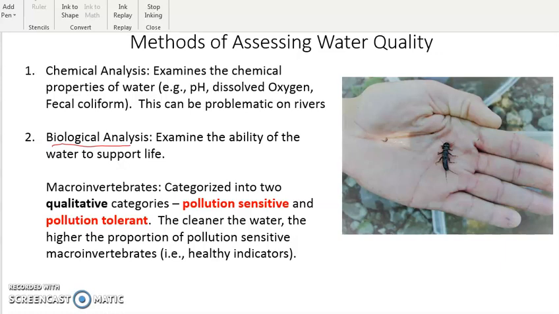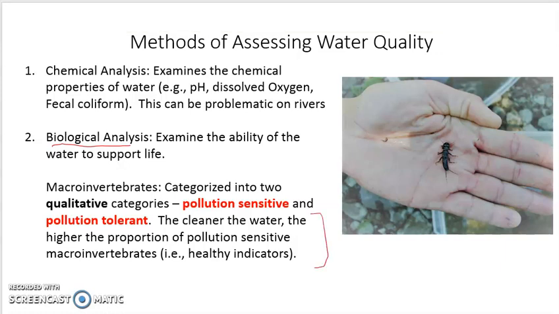Pollution sensitive, which means that if there's pollution in the water, those bugs tend to be affected and they'll die off. Or pollution tolerant, which are bugs that can withstand some pollution. So in general, and here is the key, the cleaner the water, the higher the proportion of pollution sensitive macroinvertebrates, or bugs, and those are called healthy indicators. On the picture on the right, you see two of them. This is part of my research.